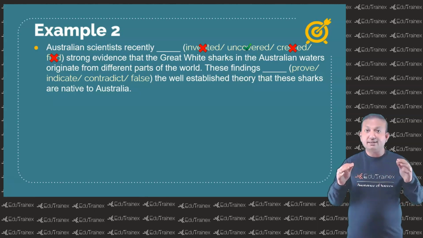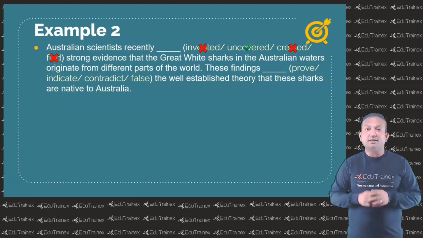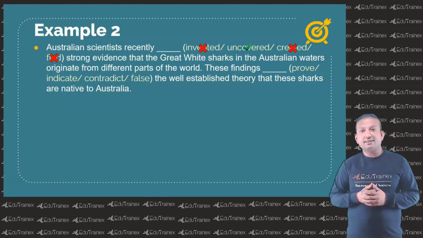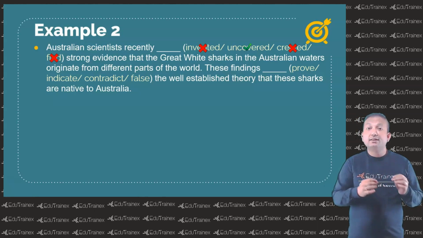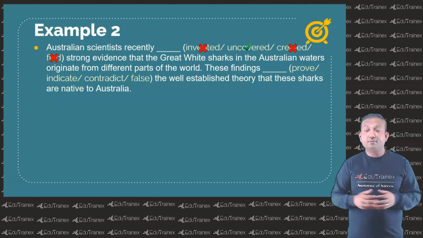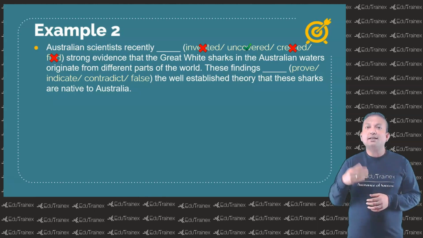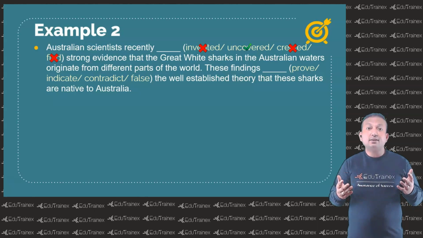See how I use the hints given in the text to deduce my answers. Read the second sentence. Now it's talking about the findings dash the well-established theory that the sharks are native to Australia. So this is opposite to what scientists found recently, that the sharks come from all around the world. Now let's examine the options one by one. "Prove" is incorrect, as we need an opposite word here. "Indicate" is again wrong because the meaning is not appropriate here, and secondly, it is also not grammatically correct.